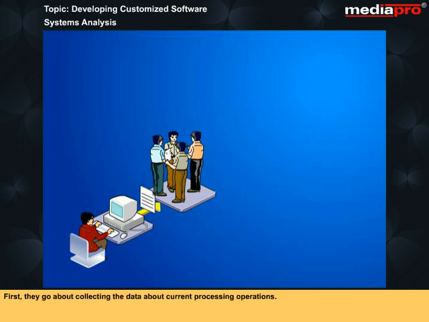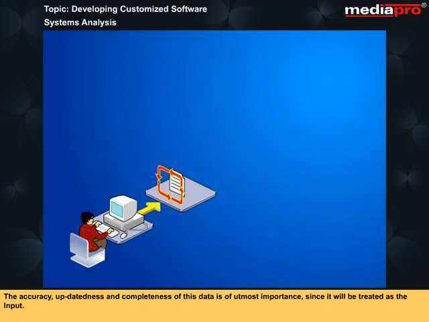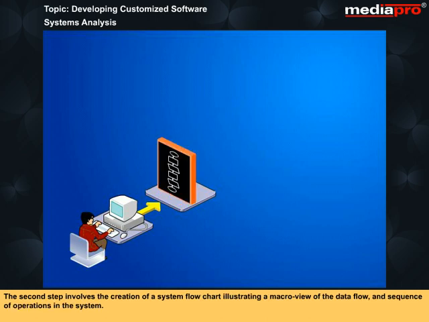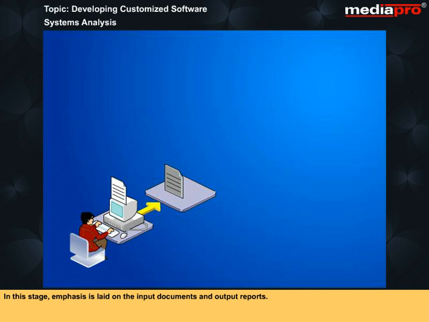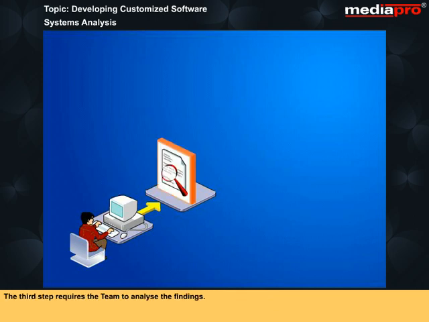First, they go about collecting the data about current processing operations. The accuracy, updatedness and completeness of this data is of utmost importance since it will be treated as the input. The second step involves the creation of a system flowchart illustrating a macro view of the data flow and sequence of operations in the system. In this stage, emphasis is laid on the input documents and output report. The third step requires the team to analyze the findings.